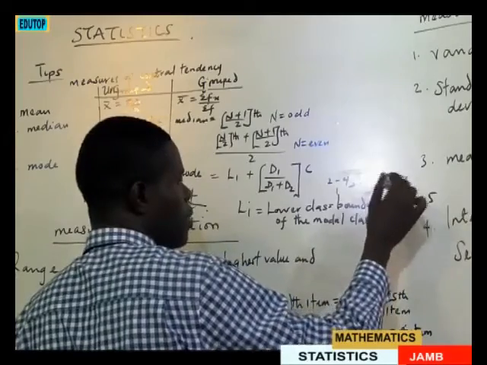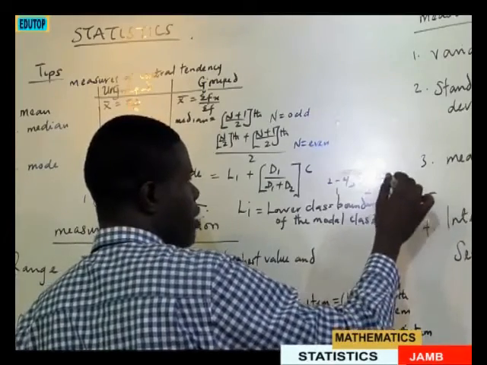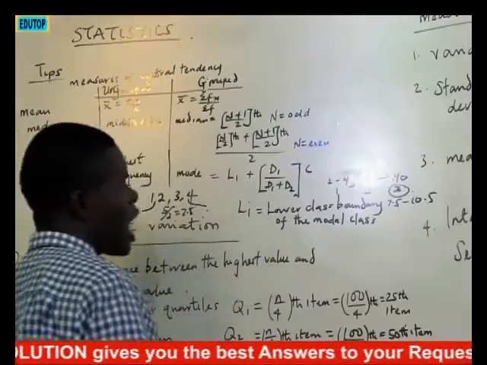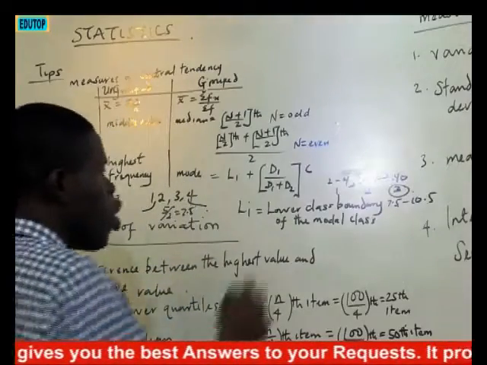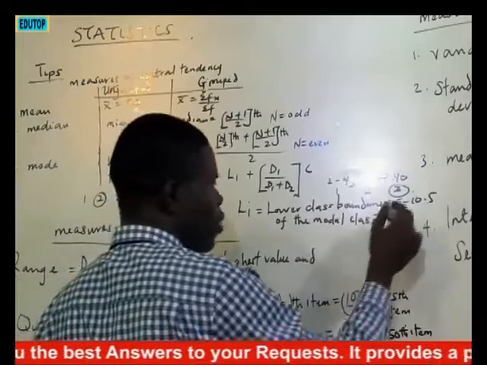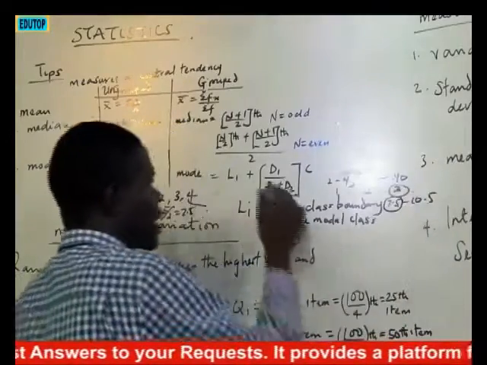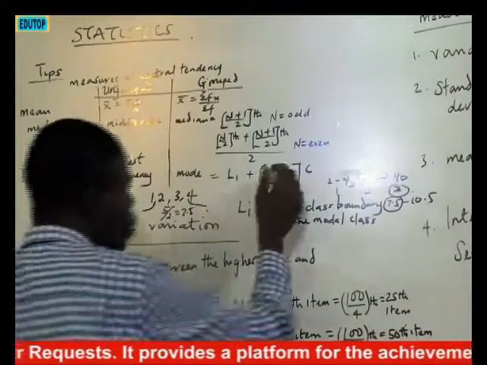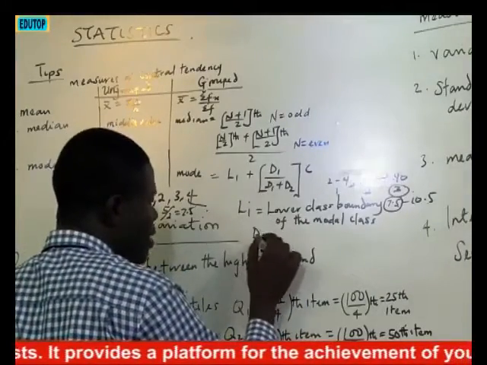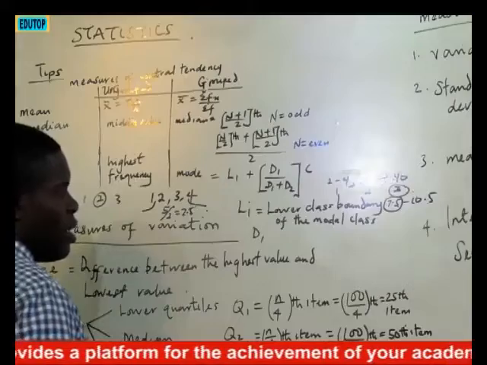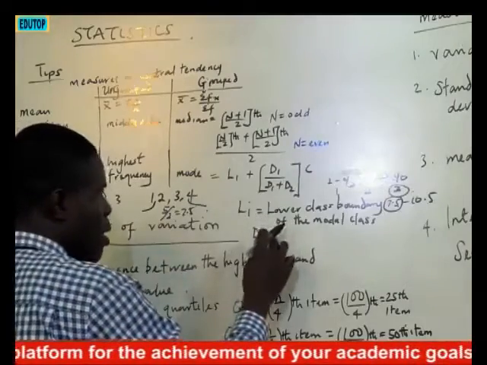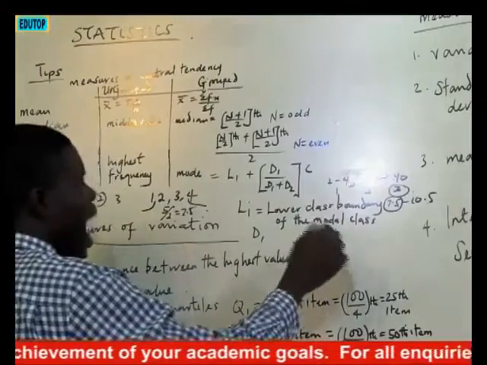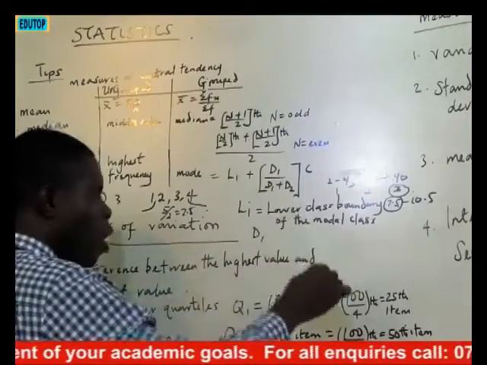Remove 0.5 from this, that's 7.5. Add 0.5 to this, that's 10.5. So automatically, the lower class boundary of the modal class will now be what? 7.5. That is what this N1 is standing for. Then D1. D1 is the difference in frequency between that of the modal class and the class before it.